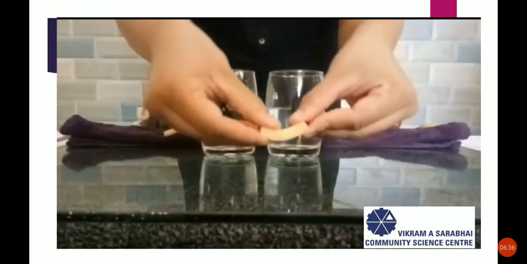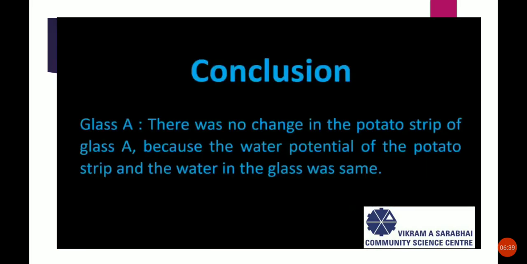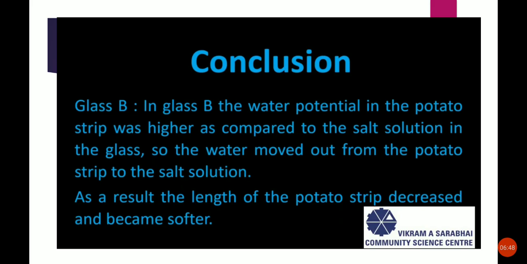So, in this experiment, there was no change in the potato strip of glass A because the water potential of the potato strip and the water in the glass was same. Whereas in glass B, the water potential in the potato strip was higher as compared to the salt solution in the glass. So, the water moved out from the potato strip to the salt solution. As a result, the length of the potato strip decreased and became softer. In this experiment, the potato cell wall worked as a semi-permeable.